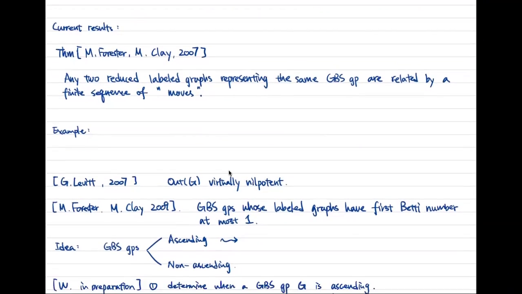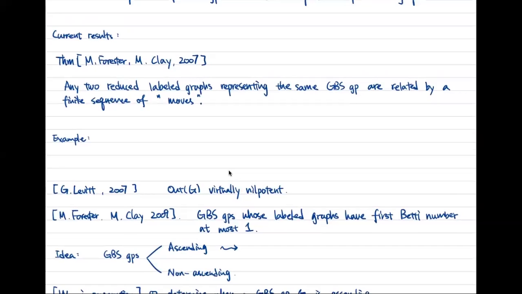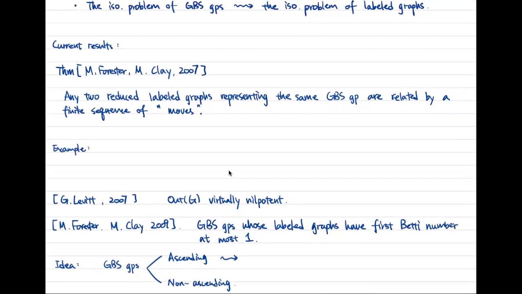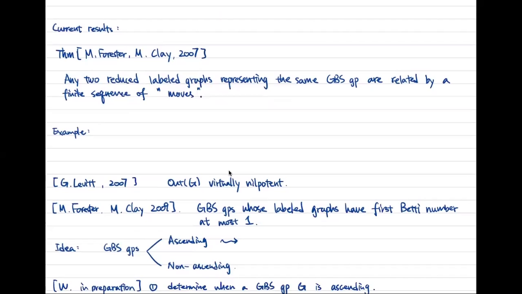So next, I want to talk about the current results of this isomorphism problem. There is a very useful theorem introduced by Max Forester and Matt Clay in 2007. This theorem says any two reduced labeled graphs representing the same GBS group are related by a finite sequence of moves of these labeled graphs. So let me give you an example of these moves here.